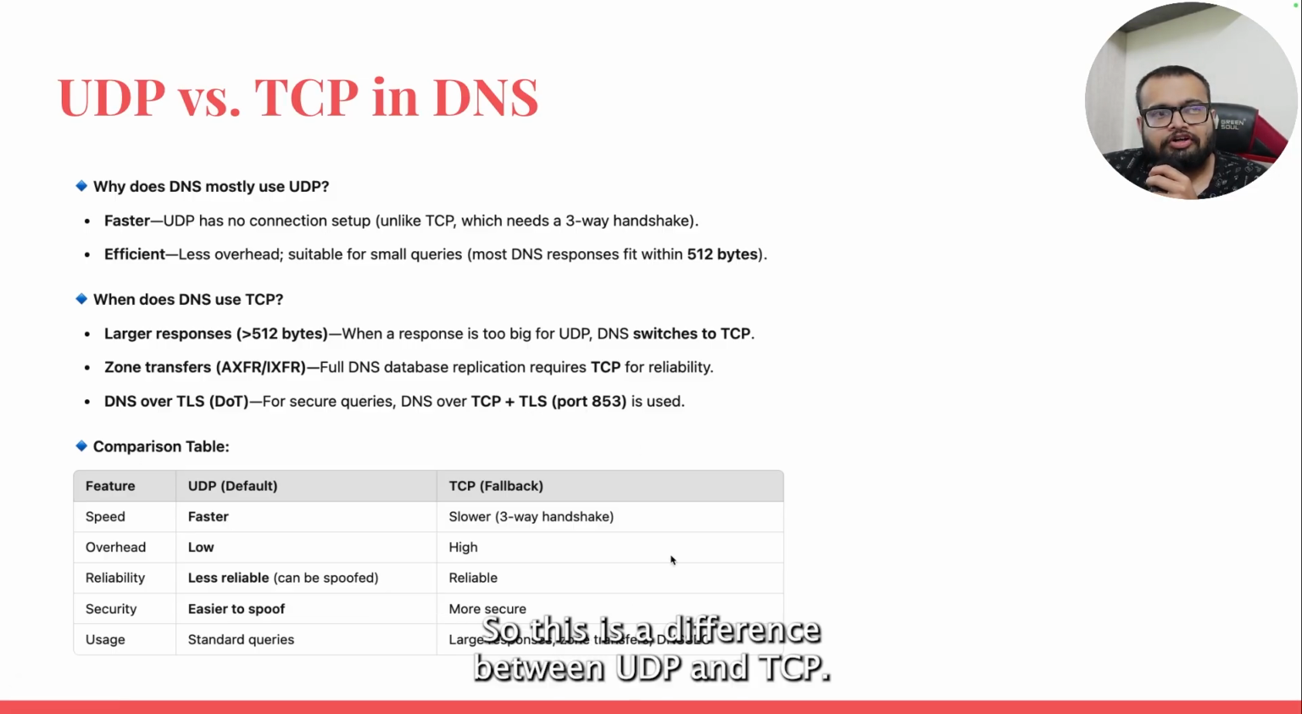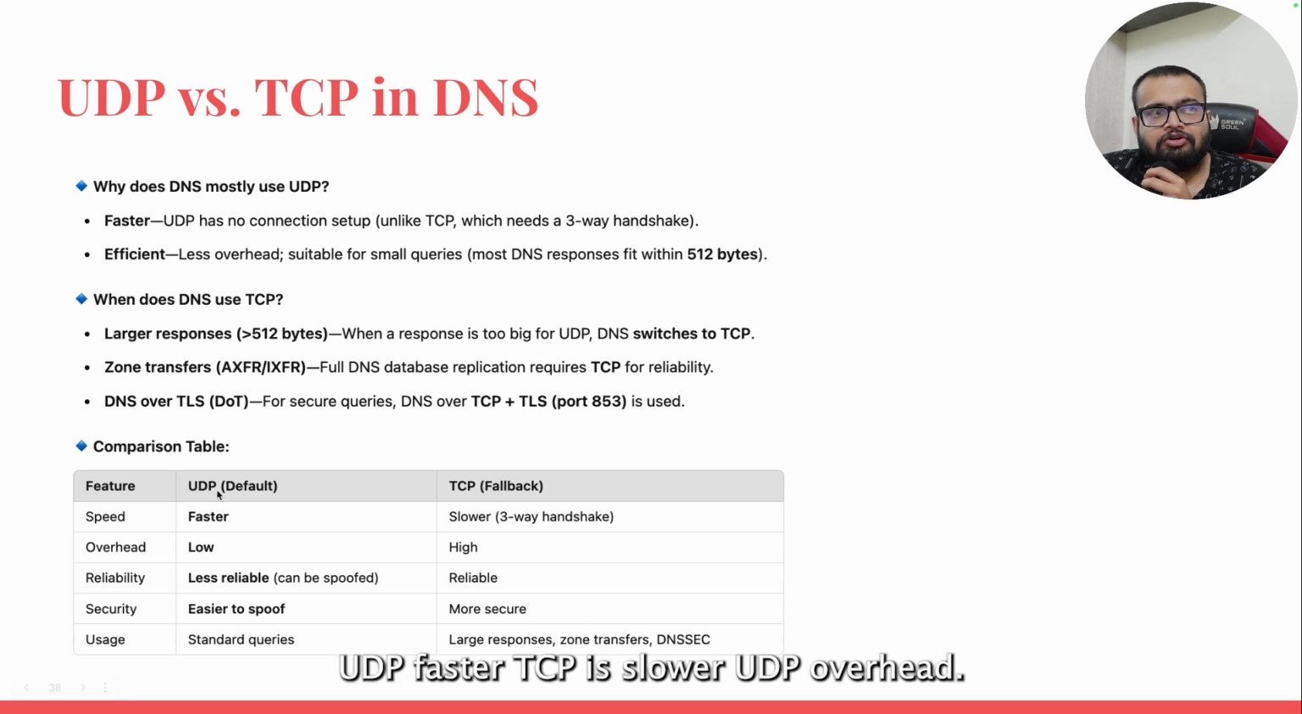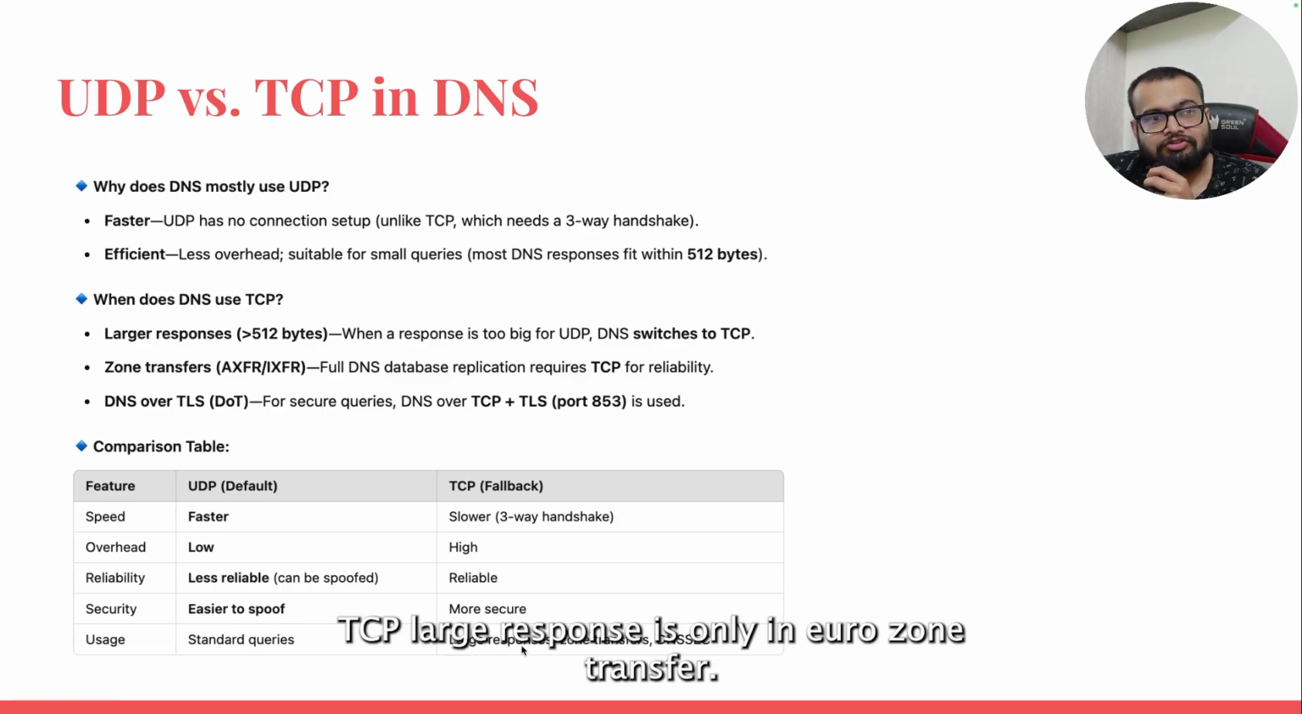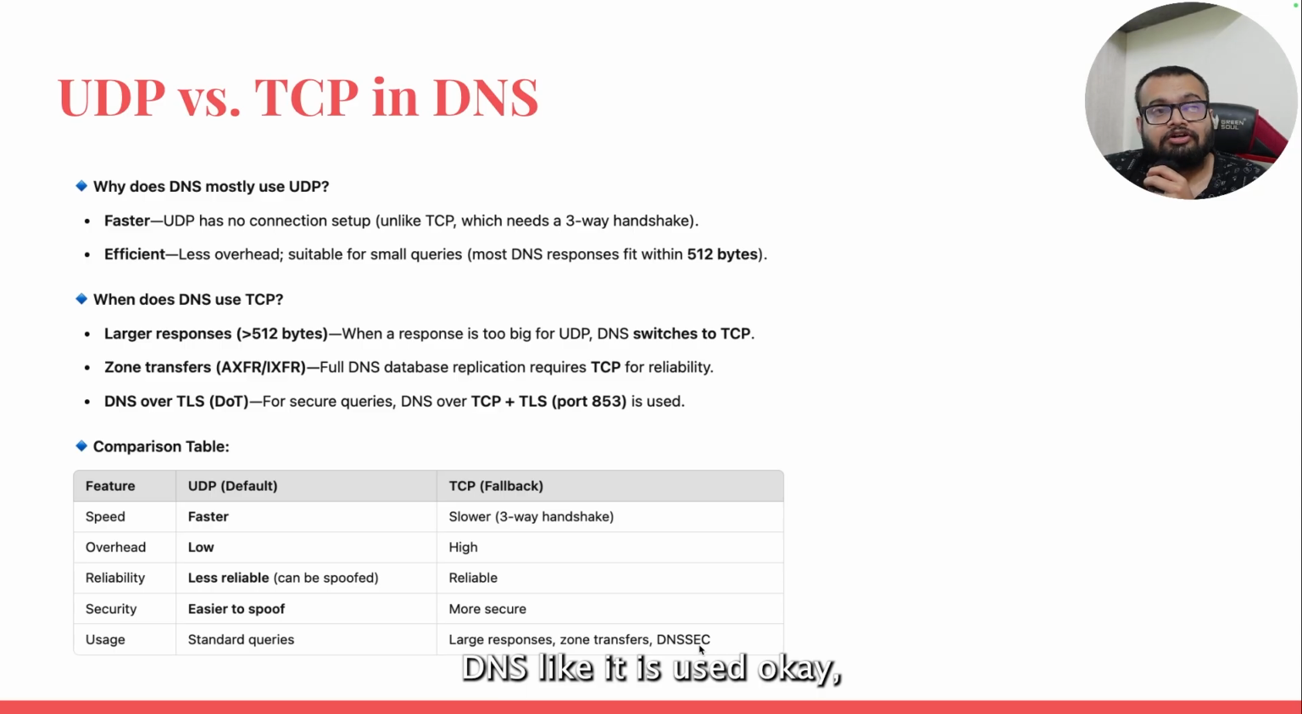So this is the difference between UDP and TCP. UDP is faster, TCP is slower. UDP overhead is low, TCP overhead is high. UDP is less reliable, TCP is more reliable. UDP is easier to spoof, TCP is more secure. UDP has standard queries, TCP handles large responses only, in zone transfers or DNSSEC.